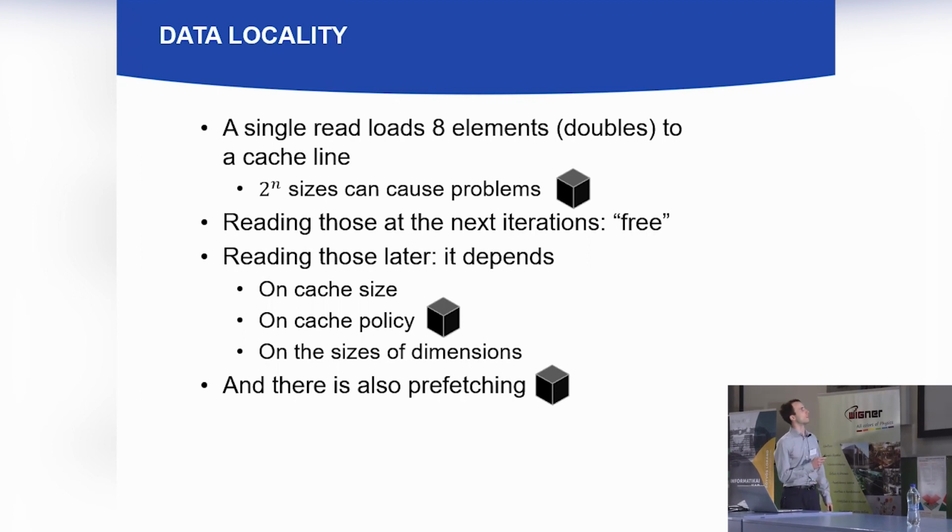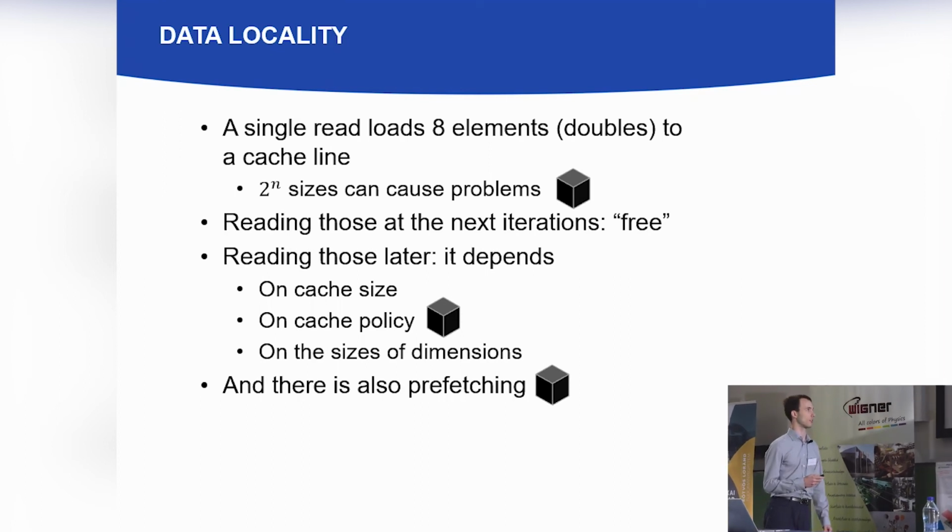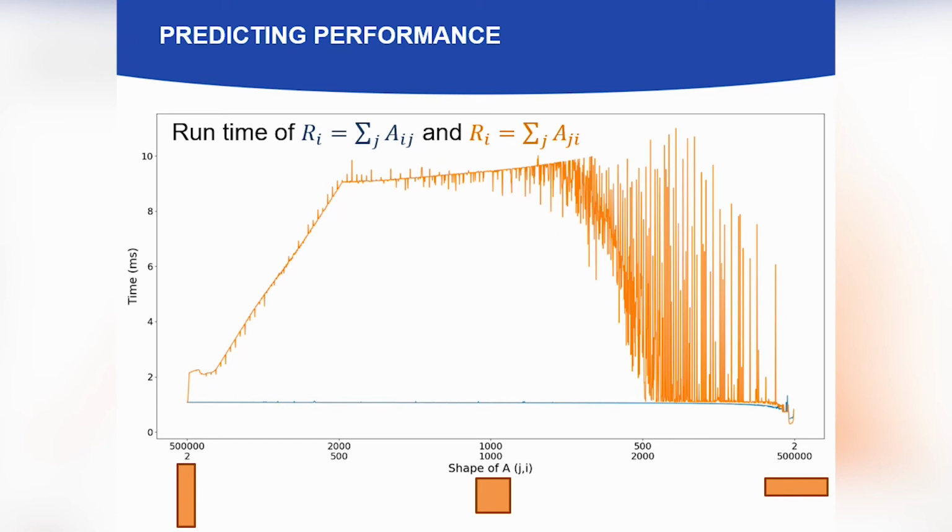Before that, let's see some of these effects in action. What we did here is benchmark these two expressions. In one, the A matrix is stored row-wise, so standard C memory layout, and we read it row-wise, so that's a regular access pattern. Next time we are reading it column-wise. The row-wise version is very simple.